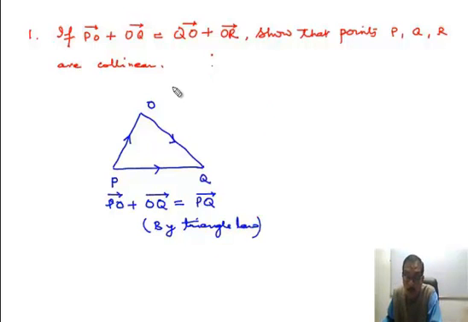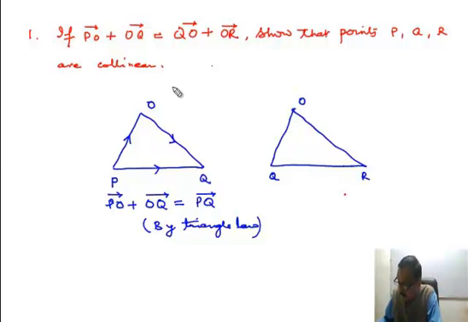Similarly, QO vector plus OR vector. Now again we make a triangle. Here, this is our point O, this is our point Q, and this is our point R. QO vector means this vector, OR vector means this vector. So the sum will be QR vector. So we can write QO vector plus OR vector is equal to QR vector by triangle law.